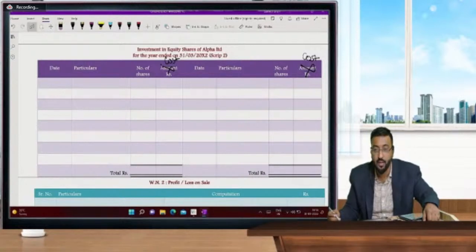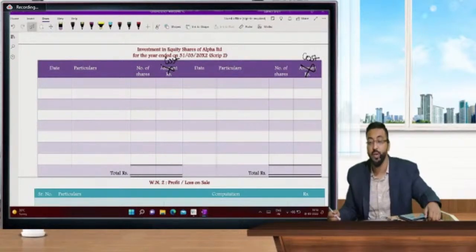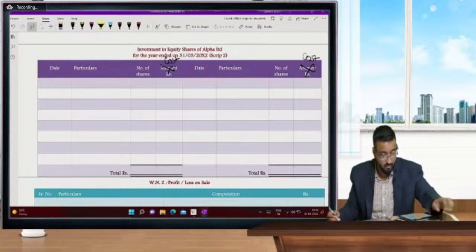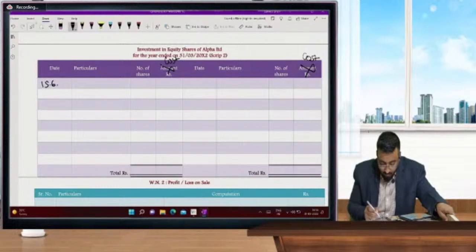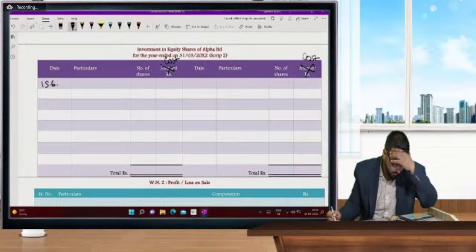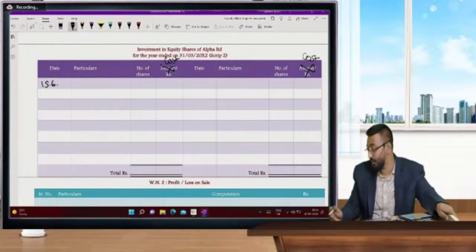So before break, chalo beta, investment in equity shares of Alpha Limited. Chalo, jaldi chalo. After break, I am going to tell you very interesting concept of rights shares. Next. Chal beta fast. Bol re. Abhi tak likha hi nahi kya? Likho pehle. Date, particulars, yes. Write down columns. Date, particulars, number of shares and cost.